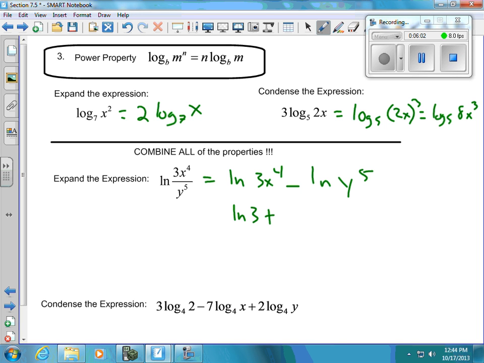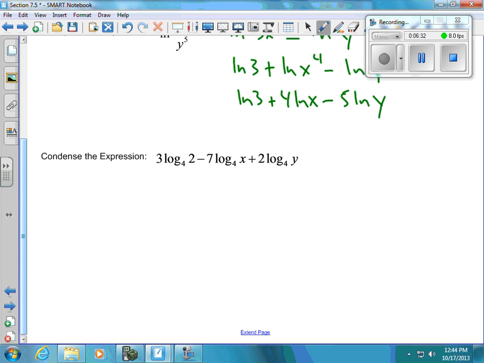So natural log of 3 plus the natural log of x to the fourth minus the natural log of y to the fifth. And finally, I can use the power rule, and I can bring down the 4. So it's best to start with the quotient rule if you can, then use the product rule, and then finish it off with the power rule. That would be the order I would go in for simplifying. Condensing. So condensing, we reverse that order.